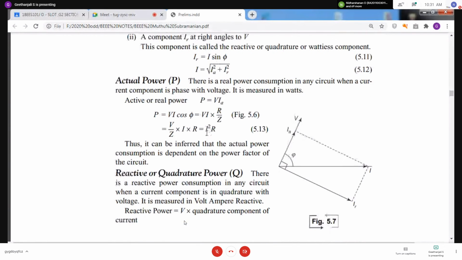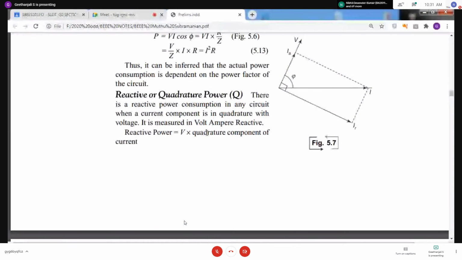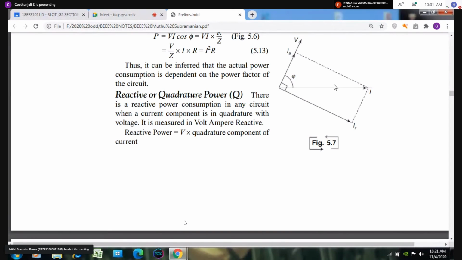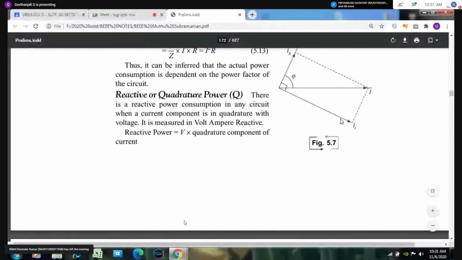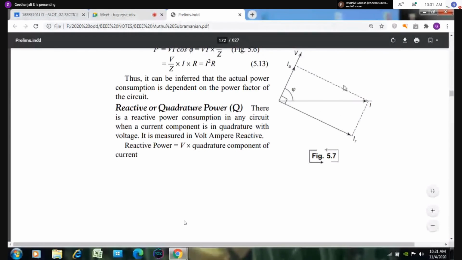One more power is available in the AC circuit, which is called the reactive or quadrature power, denoted by Q. We know that the current I is resolved into two currents, one is IA, another one is IR. This IR has a 90-degree phase shift. From the reference I, the phasor difference between IA and IR is phi, right?